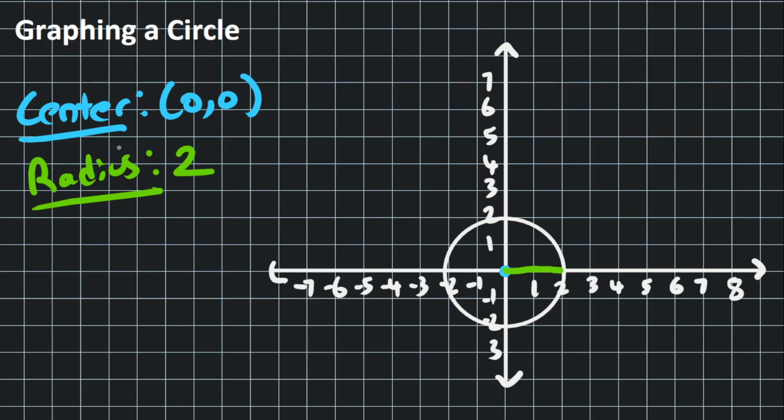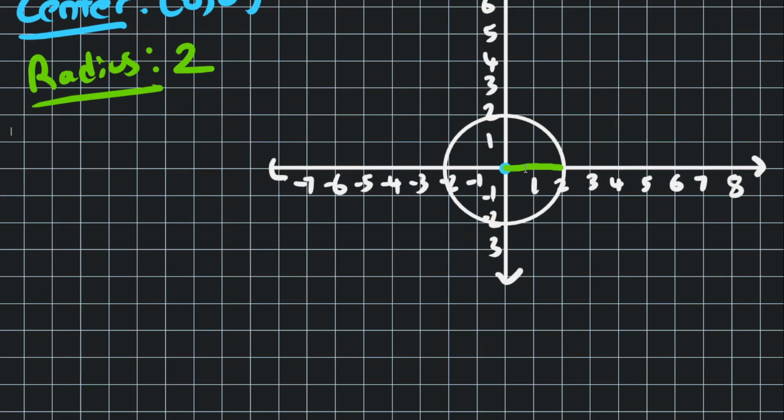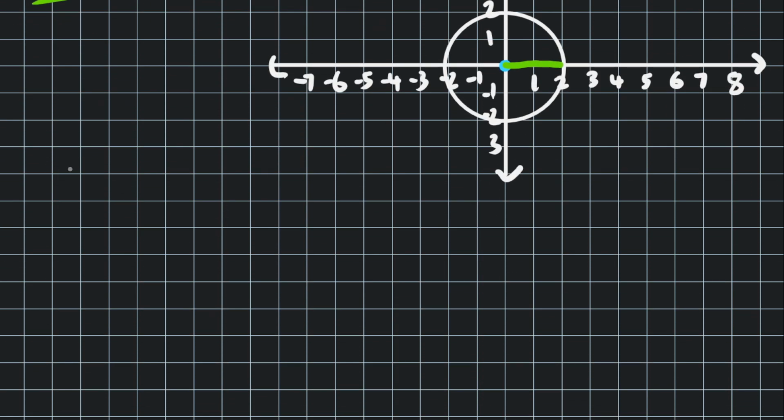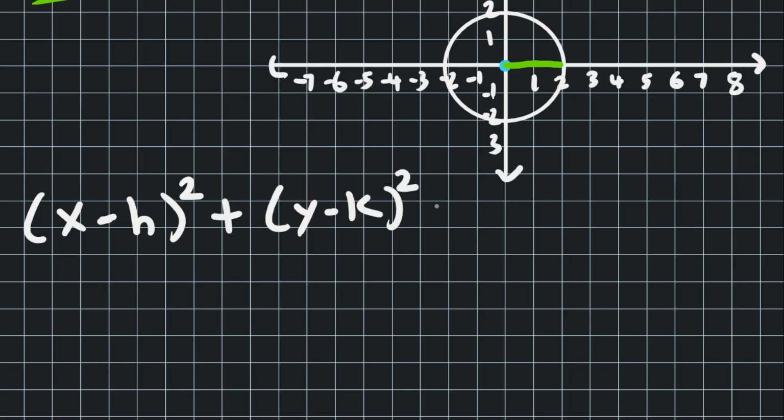Now we want to learn how to write the equation for this graph. What does the equation look like for this circle on the graph? So a circle on a graph takes the form of (x minus h) squared plus (y minus k) squared equals r squared. This is the general form for graphing any circle.